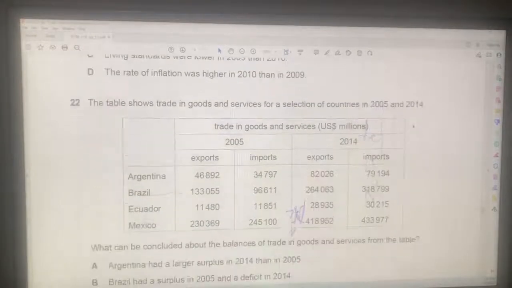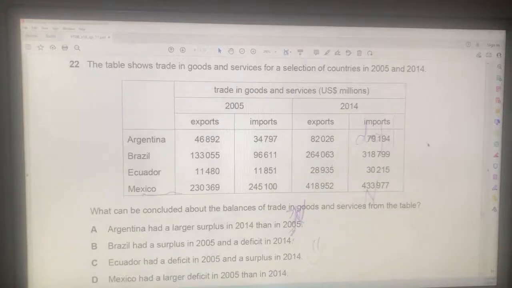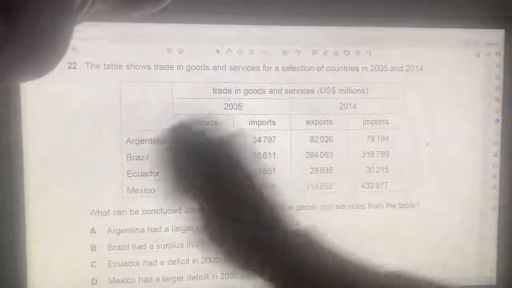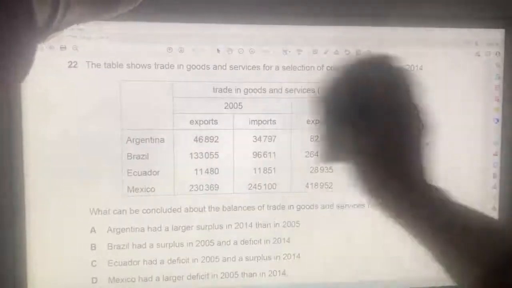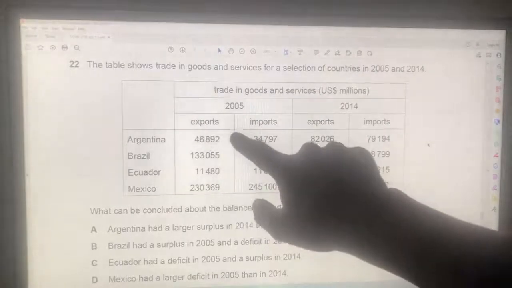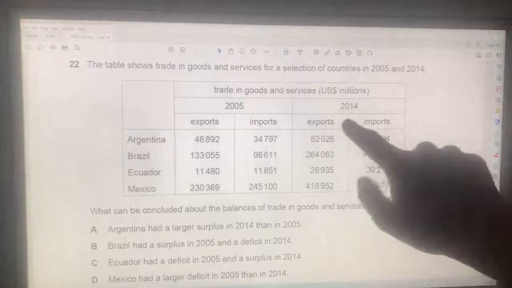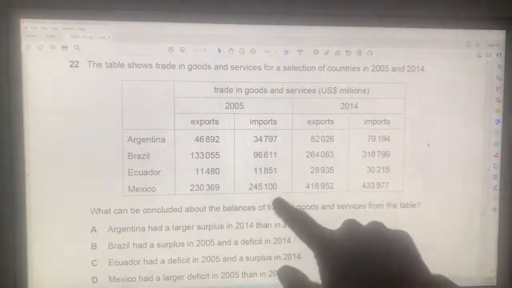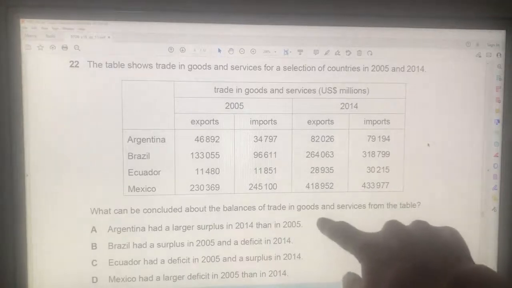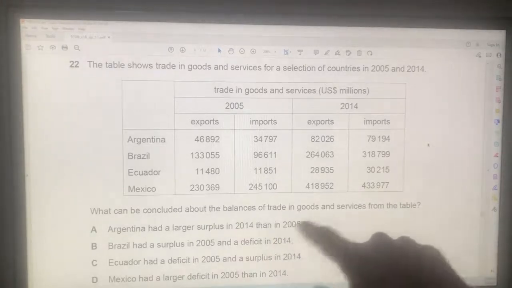Question 22. Oh, more numbers. It's a nightmare. Let's see. Okay, lots of numbers for 4 different countries. Lots of numbers, and this is imports and exports in 2005 and 2014. So what can we conclude about the balance of trade in goods and services from the table?